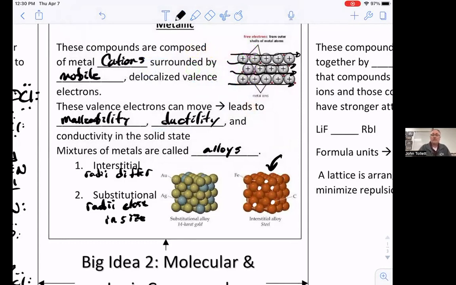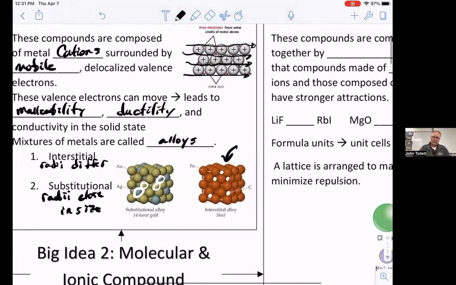But anyway, a substitutional alloy, it's got 14 karat gold there. So it's got gold and silver mixed together. Notice that the size of these atoms, change color again, the size of these atoms here are roughly the same size. Okay, so they're mixed together in there, different certainly than the interstitials.